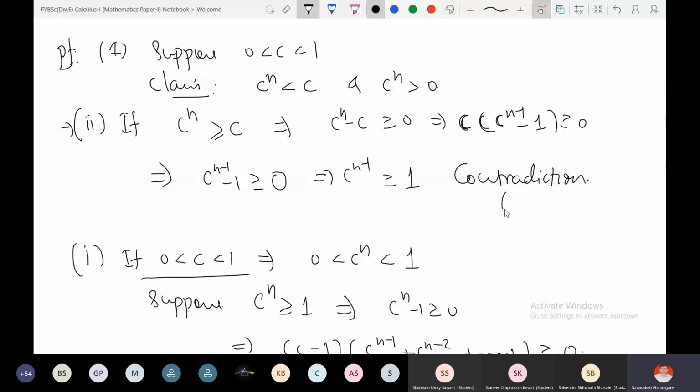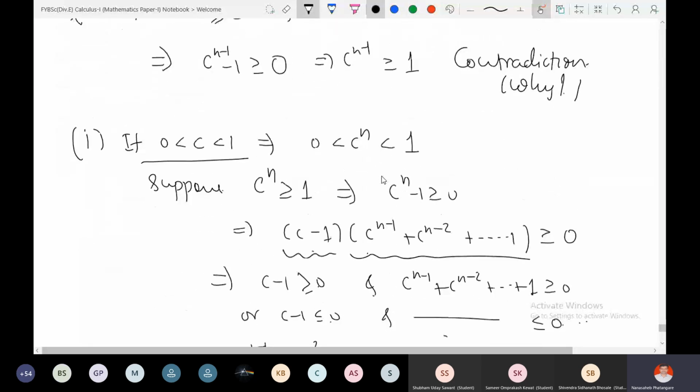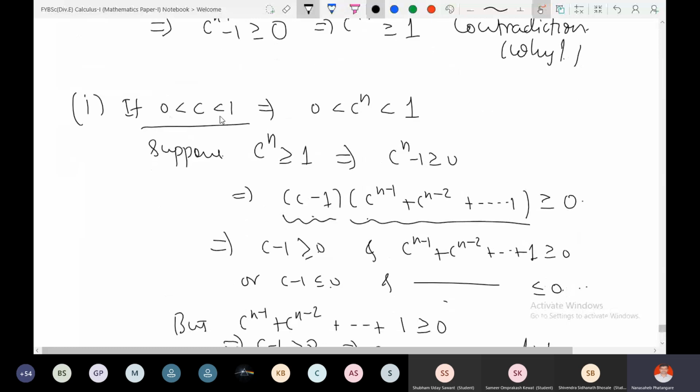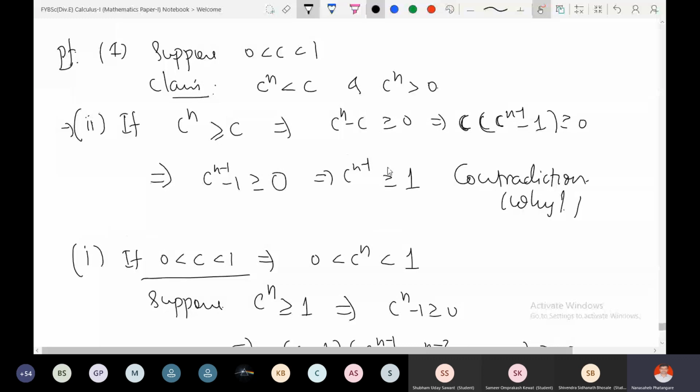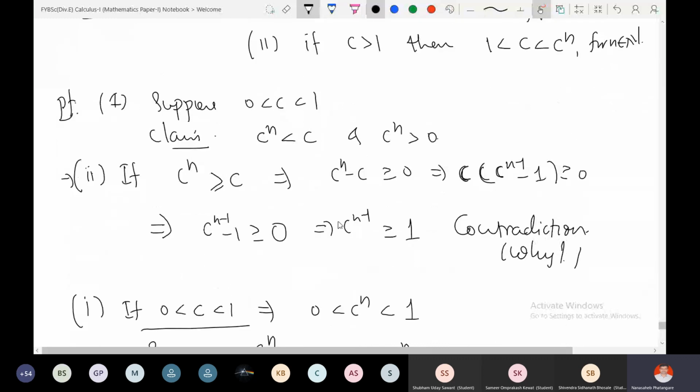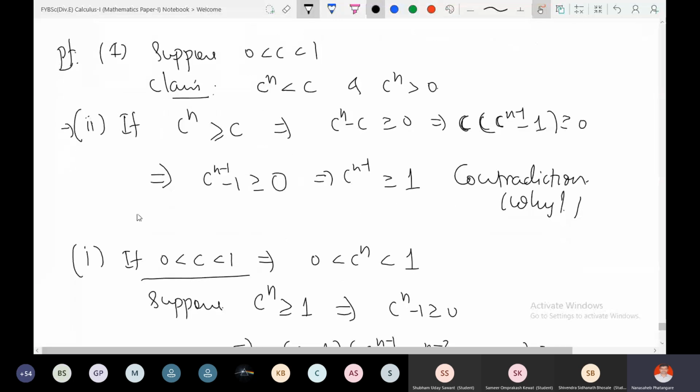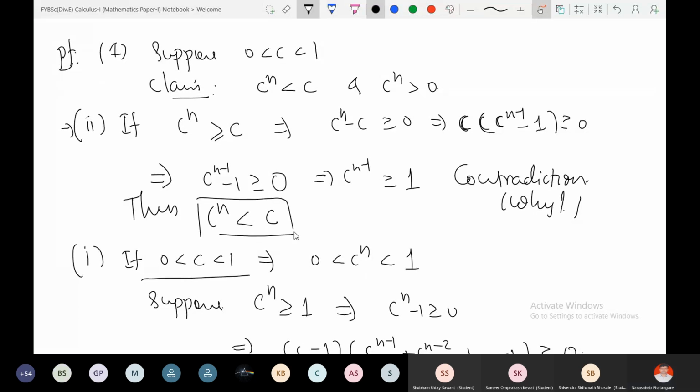Right. So why contradiction? Because if c is less than 1, then its power is also less than 1. That is what we have proved in this case. If c is less than 1, then its power is less than 1. But here what we found is, if c is less than 1, then its power is greater than 1. So why do we get the contradiction? Because we assumed that c raised to n is greater than or equal to c. So thus c raised to n is less than c. So this is what we wanted.